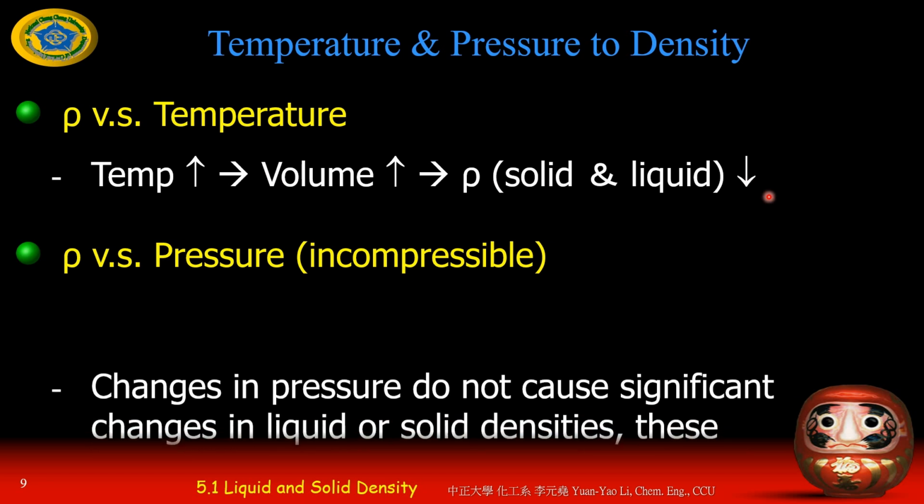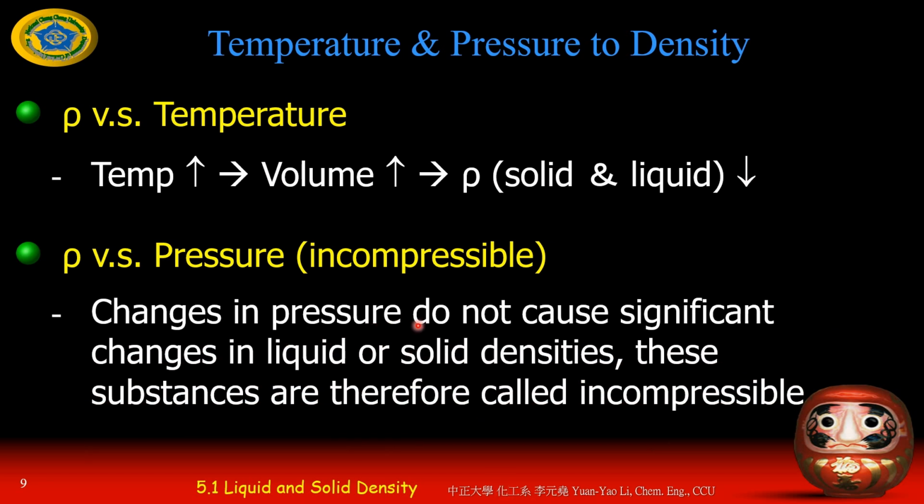A change in pressure does not cause significant changes in liquid or solid densities. These substances are therefore called incompressible. So we cannot change the density of ice, we cannot change the density of water, but we can change the density of vapor, right? Steam. Among the three phases of H2O, the density of ice and the density of water cannot be changed much.